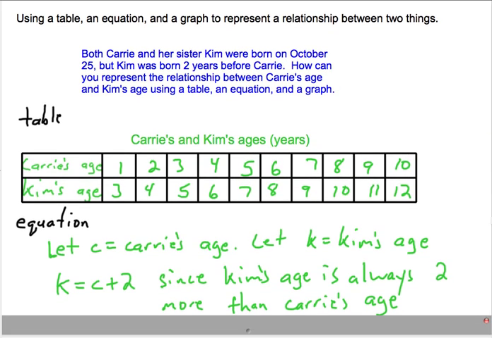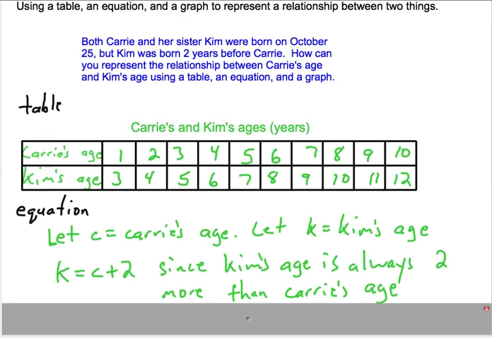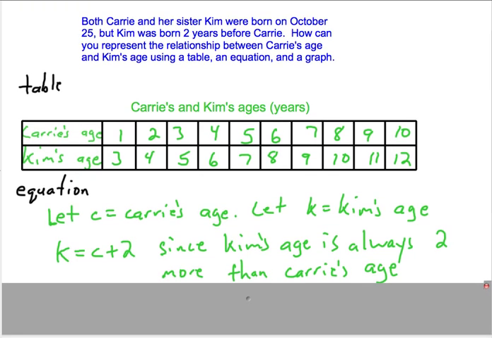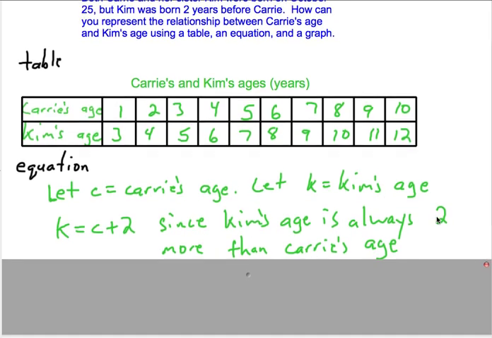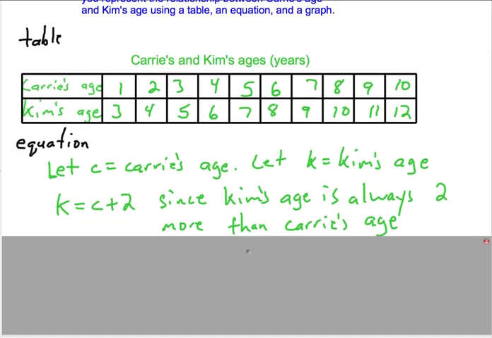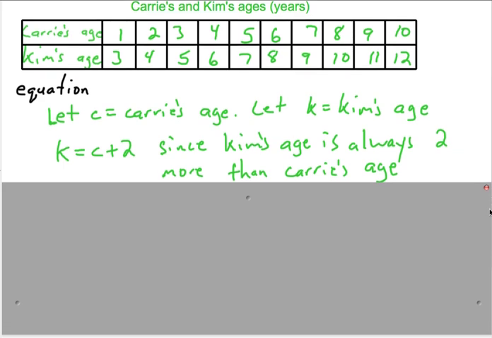Alright, now we're going to show it using a graph. It goes all the way down. Wow, that's slow. Okay. So, let me get rid of this.